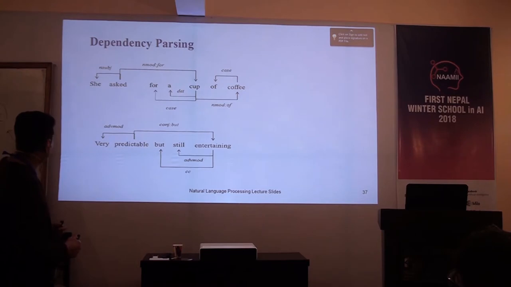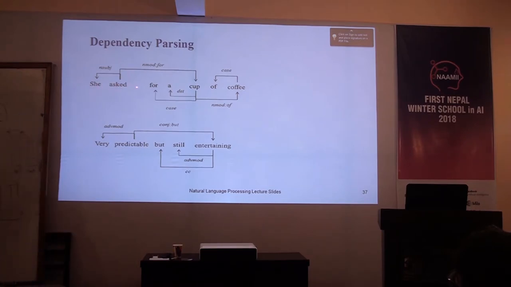So this is known as dependency parsing. Here you have "she asked for a cup of coffee," and she is the subject of ask, right? And the modifier for ask is "for a cup of coffee," and the head of this for expression is cup, right? And cup is the noun, and it has a determiner in front, and this cup is modified by "of coffee," right? So what is the cup of? You want a cup of coffee, right? And she asks for what, right? So for something, okay? So you have the syntactic expression.